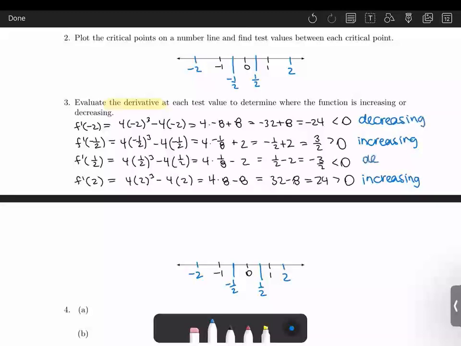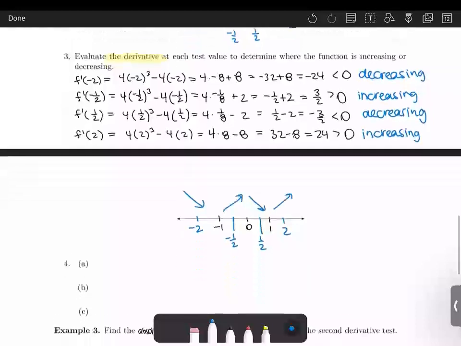So if you forget why this is true, just remember that a derivative represents a slope. And if our slope is positive, the function's going up. And if our slope is negative, the function's going down. So on this number line on the new page, I'm just going to trace what's happening. So my function is decreasing and then increasing and then decreasing and then increasing. So this gives us an idea of what that graph is going to look like.